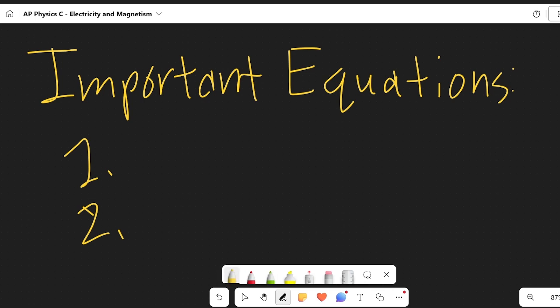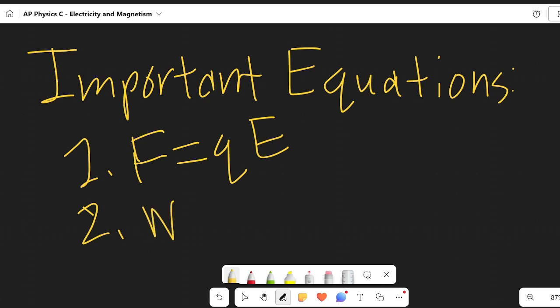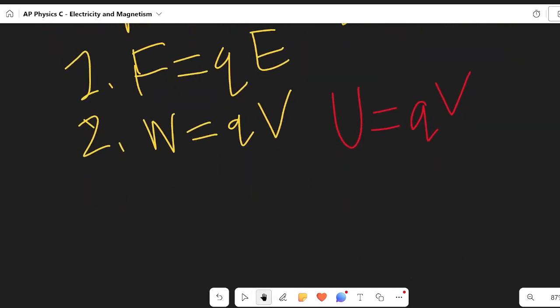Our 2 golden equations essentially say, the first one is force equals charge times electric field. Force equals charge times electric field, this is how we get electric field. And then work equals charge times voltage. Voltage is potential. Or energy equals charge times voltage. Those are our two golden equations.